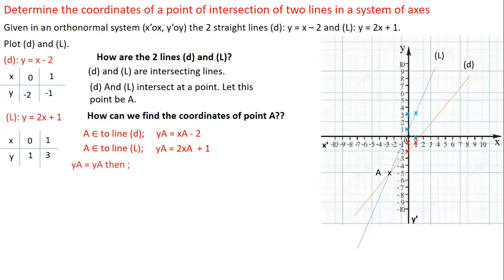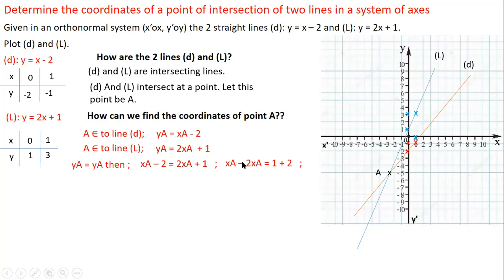Since YA is equal to YA, the second side, XA minus 2, will be equal to 2XA plus 1. Now this is an equation that can be solved. All x on one side and all numbers on the other side. If I take 2XA to the first side, it becomes minus 2XA. If I take minus 2 to the second side, it will be plus 2.